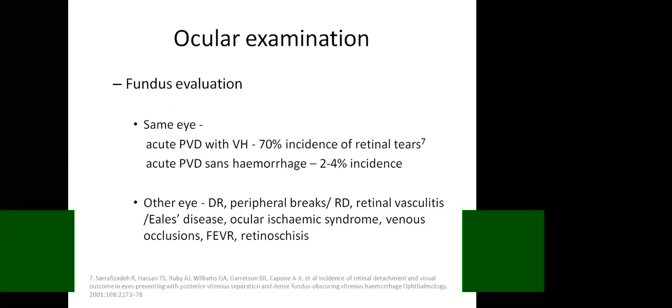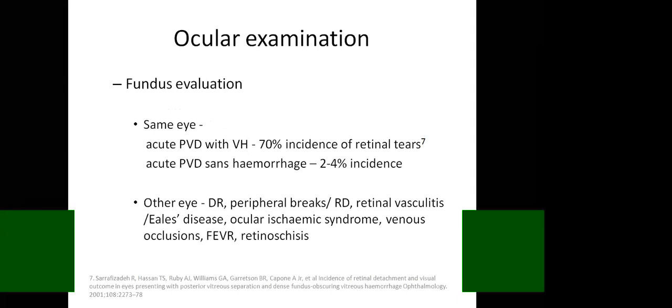So when you're examining the fundus, it's important to know that whenever you have a vitreous hemorrhage associated with acute PVD, it's associated with a 70% incidence of retinal tears, while an acute PVD without vitreous hemorrhage has a 2 to 4% incidence of retinal tears.